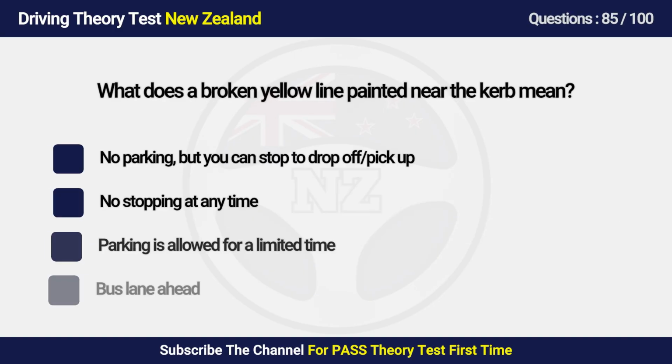Question 85. What does a broken yellow line painted near the curb mean? A. No parking, but you can stop to drop off. B. No stopping at any time. C. Parking is allowed for a limited time. D. Bus lane ahead.